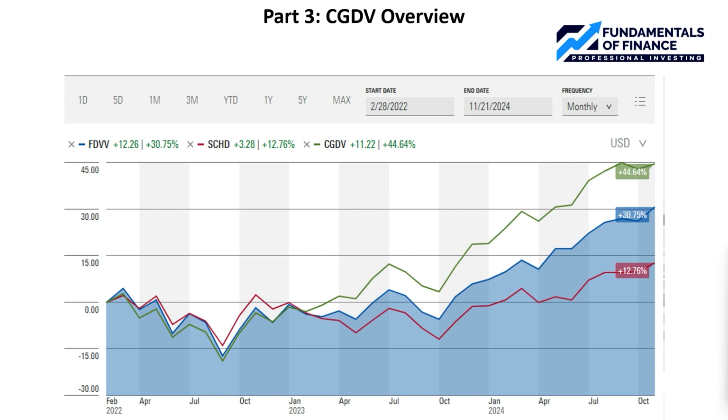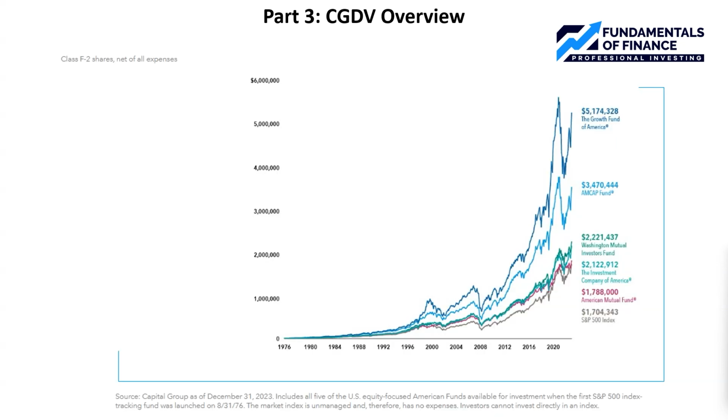Unlike FDVV and SCHD, CGDV is actively managed, and what gives me confidence despite its short track record is that it's managed by Capital Group, which is sort of the king of dividend investing in the mutual fund world. Their U.S. dividend-oriented funds like American Funds Washington Mutual Investors Fund, the Investment Company of America, and American Mutual Fund have long histories, all over 50 years, of beating the S&P 500 with lower volatility in similar U.S. growth and income or dividend-oriented strategies just like CGDV.